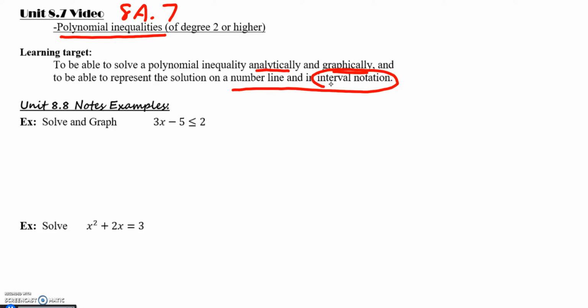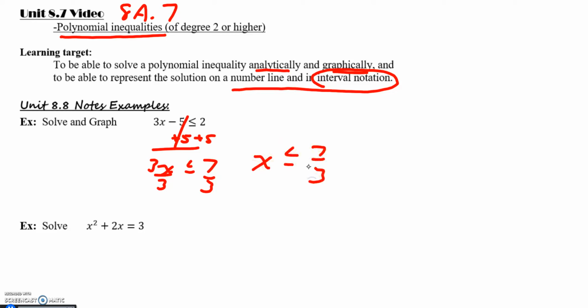Solve and graph. If I wanted to solve this linear inequality, I would just need to get the x alone. 3x is less than or equal to 7. Divide both sides by 3, so I get x is less than or equal to 7/3, which if I wanted to graph that, so this is solving it analytically.